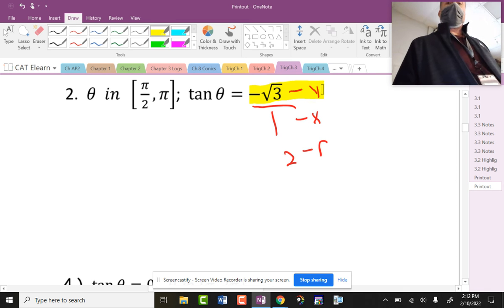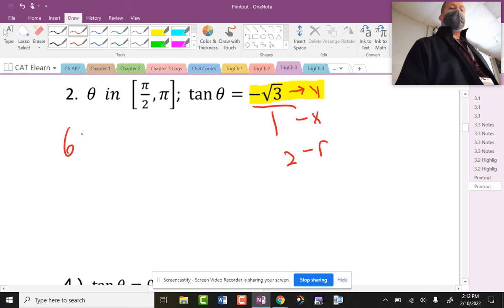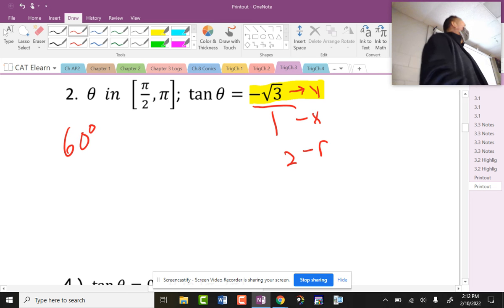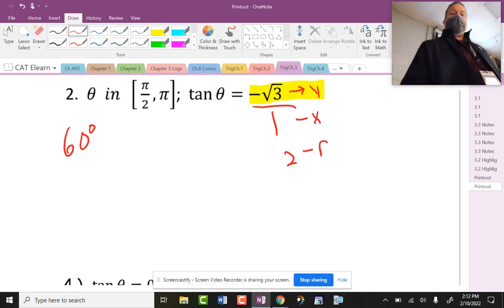Those that are just watching now, or I didn't say this yet, Y is always the opposite side of the reference angle. So what is the reference angle? 3, 2, 1, go. 60. We should be able to do that without drawing the triangle now. Although I'm going to make you draw the triangle tomorrow because we have people that still don't know those triangles and they need to prove it. Okay, so I got to make sure that that happens.